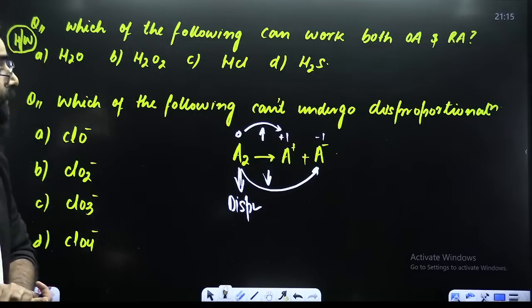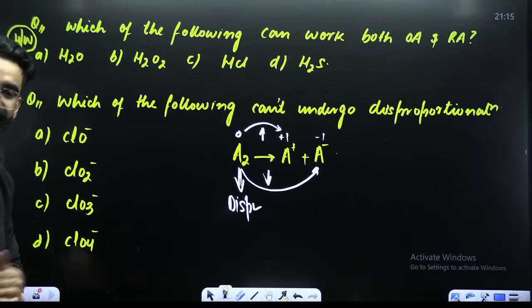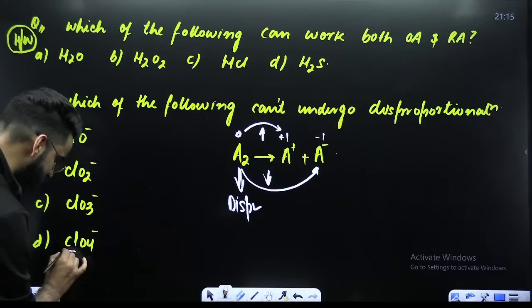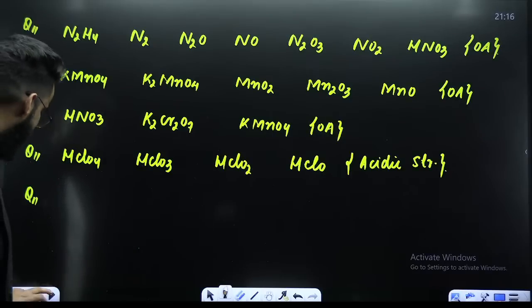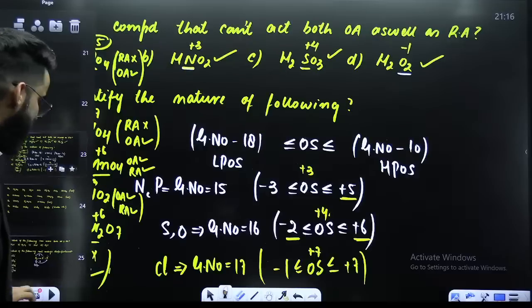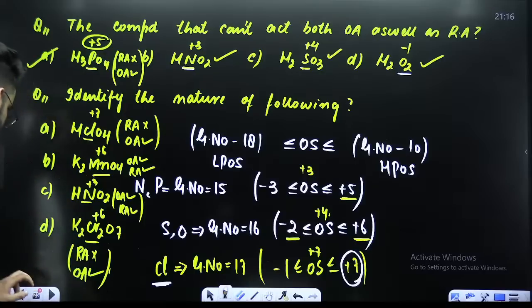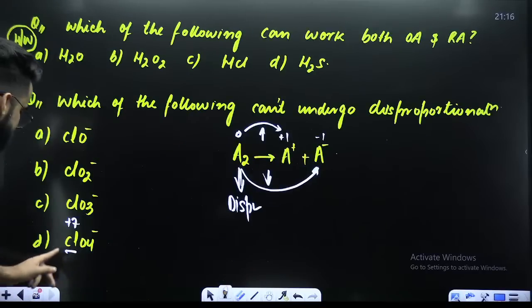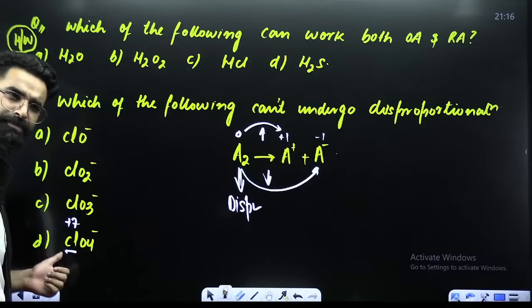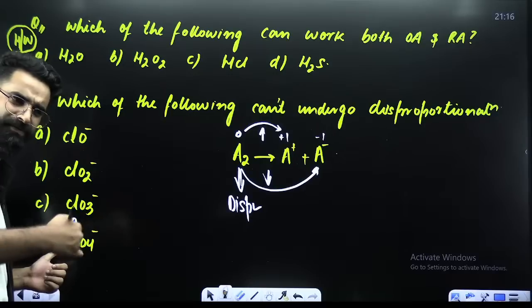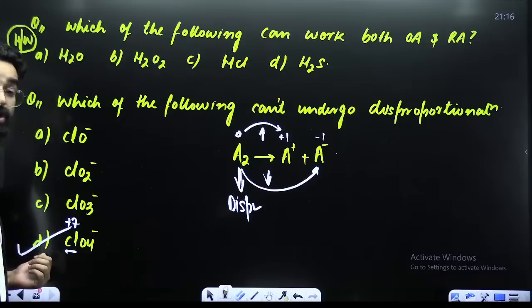Now we have to see which of the following cannot undergo disproportionation. My dear students, look at the last case. If you calculate the oxidation state of chlorine here, it will come out to be +7. Is +7 the maximum oxidation state of chlorine? Yes, it is. So chlorine is already present in its maximum oxidation state. Can it further increase it? No. If it cannot increase it, can it undergo disproportionation? No, it cannot undergo disproportionation.